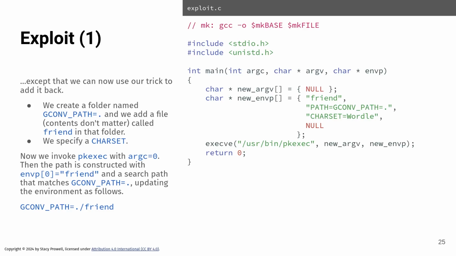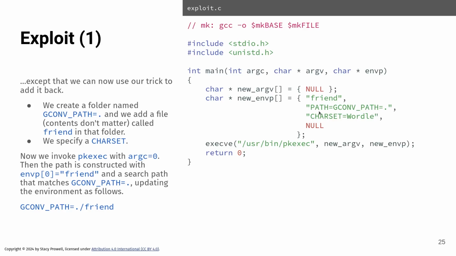Okay, now over on the right hand side we have some exploit code, and that's the code that does the thing we just talked about. So let's walk through it real quick. Here's my main function. I create an argv that contains null because I want argc to be 0. I create an environment list, where the 0th entry is just "friend", and then the first entry is PATH=GCONV_PATH=. So what I'm doing is assigning GCONV_PATH=. to the PATH environment variable.